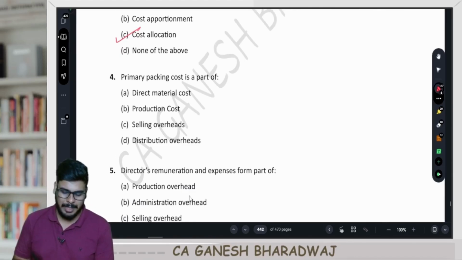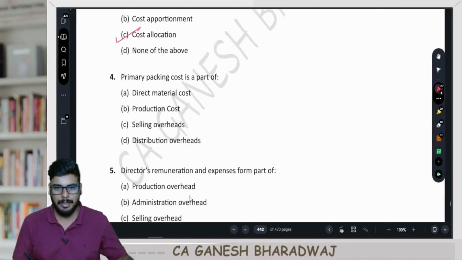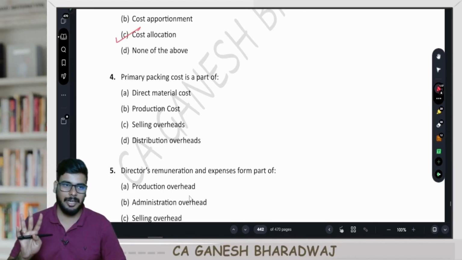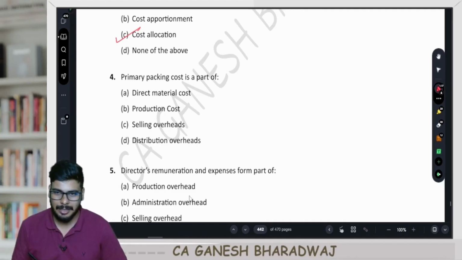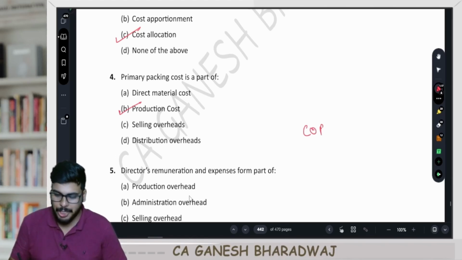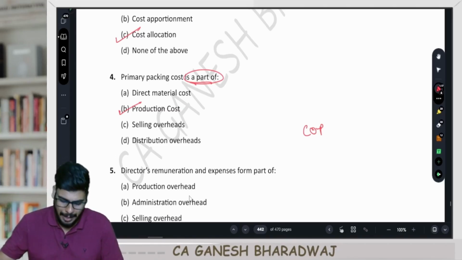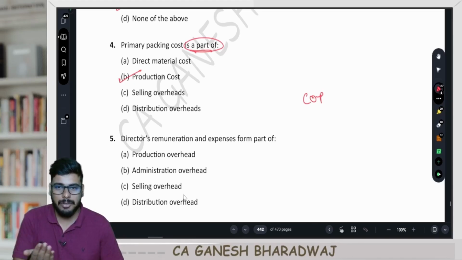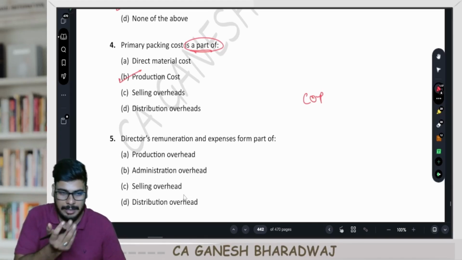Then, this is a simple question. Primary packing cost is a part of, out of these four, which is the best alternative you can take? Don't question back the question. It's a part of production cost. To arrive at the cost of production, you add 4 additions, 1 deletion. They are just saying it's a part of production cost. How can it come under selling? That is secondary packing. I told you, what example? I gave you Coke and all, right? You cannot go and ask him like this. I told you all these things.